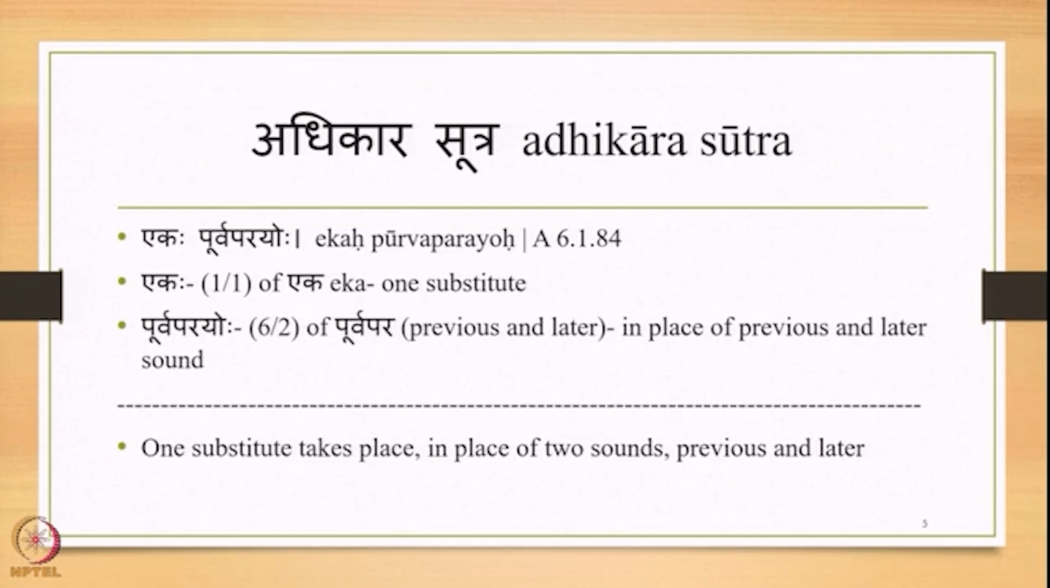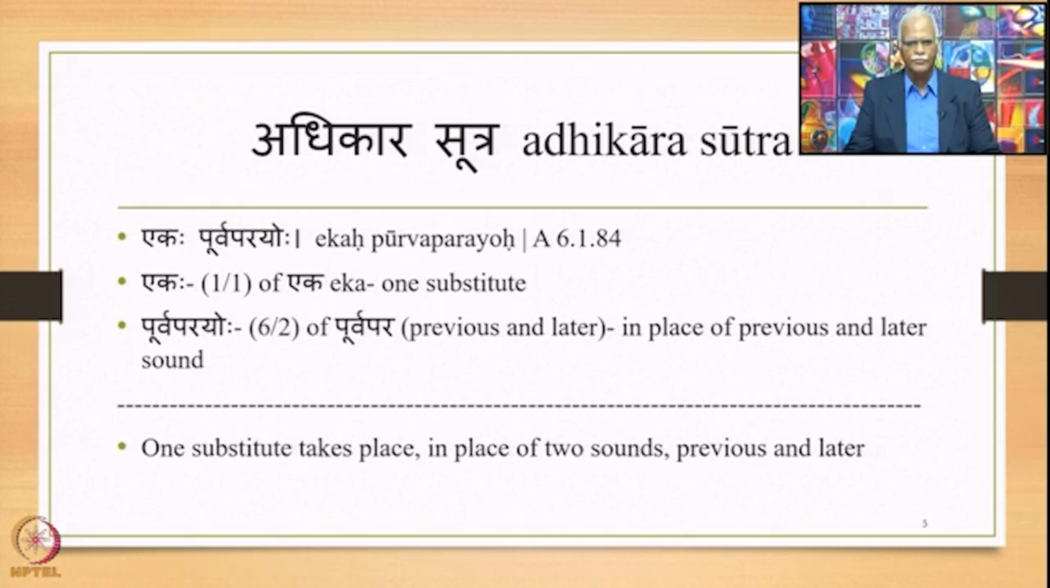Ekaha means one substitute and Purva Parayoho, which is 6/2, means in place of previous, that is Purva, and latter sound, that is Para. Purva and Para, in place of both of them. So one substitute takes place in place of two sounds, previous and latter.